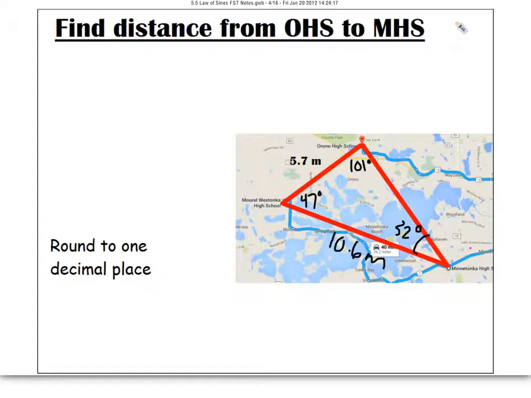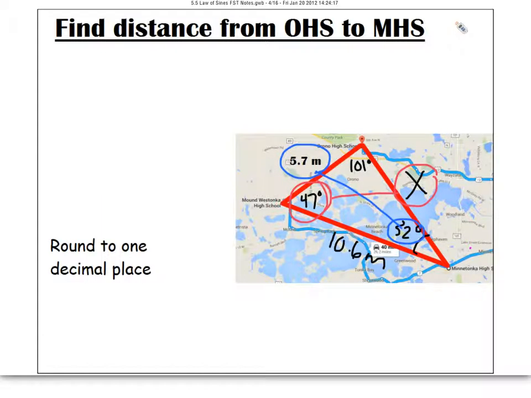Now they want us to find the distance between Orono High School and Minnetonka, so this side length. And I'm just going to call that side length x. So that's the one we do have to find. So let's match up this side with its corresponding angle. So we want to use those two. And then you can pick any of the other two ordered pairs of angles and sides. I'm just going to use the angle we did before. Let's do 32 and the 5.7 for the side.